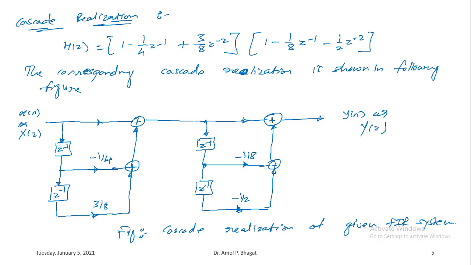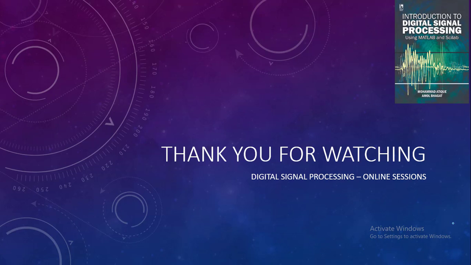In the next session we'll be discussing lattice structure realization for an FIR system, that is finite impulse response system, and we'll also see how to obtain direct form filter coefficients or discrete time system coefficients from the lattice structure coefficients.